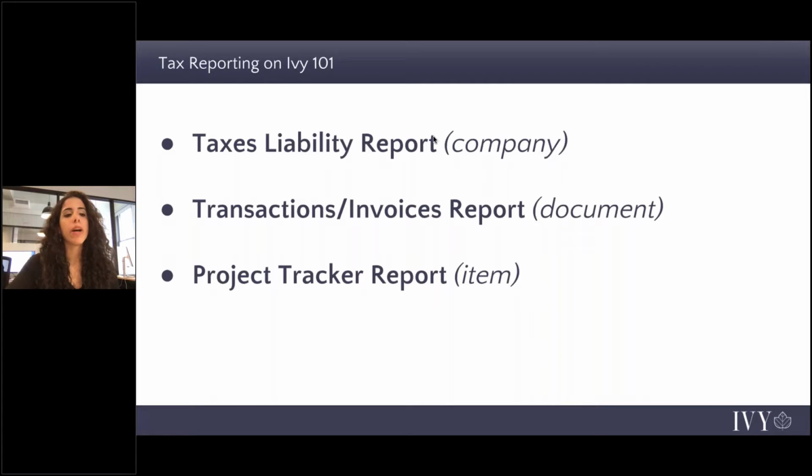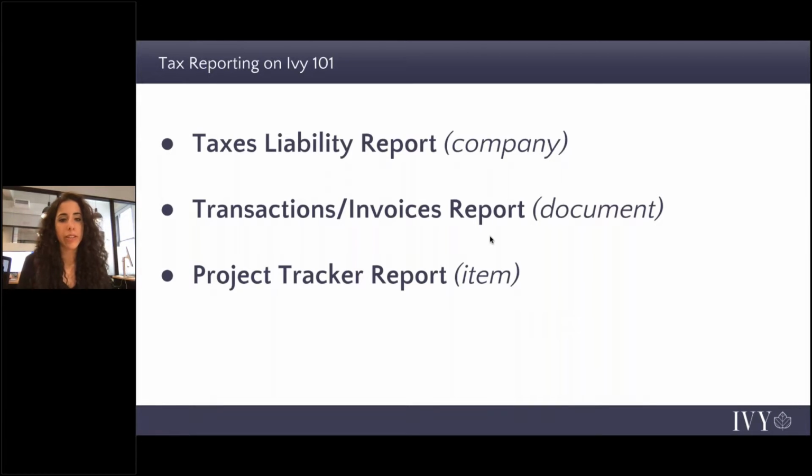So we have right over here the tax reporting, taxes liability report, which is going to be the broadest kind of tax reporting that we offer on IB. It is basically a bird's eye view, overview of how much you owe based on what is marked as taxable. We also have the transactions and invoices report, which will show you on a document level the tax structure. And then we also have the project tracker report, which is the most granular level of tax reporting on IB. It is item-based. So 3 different levels.